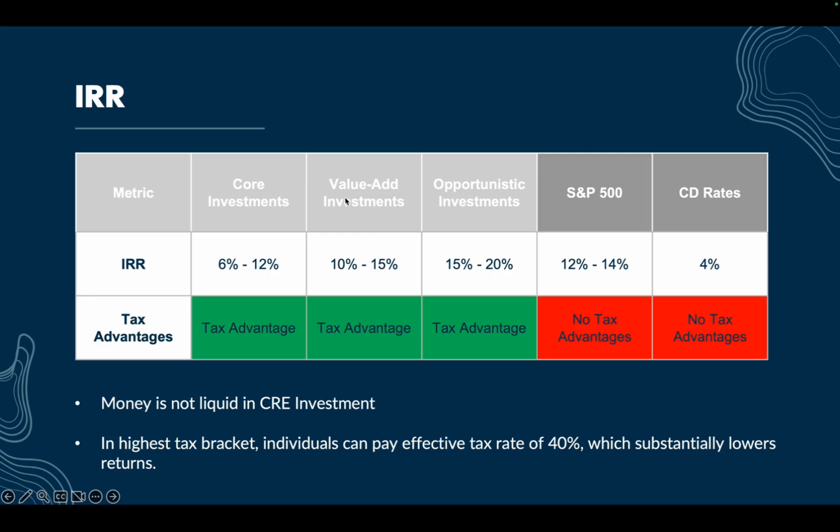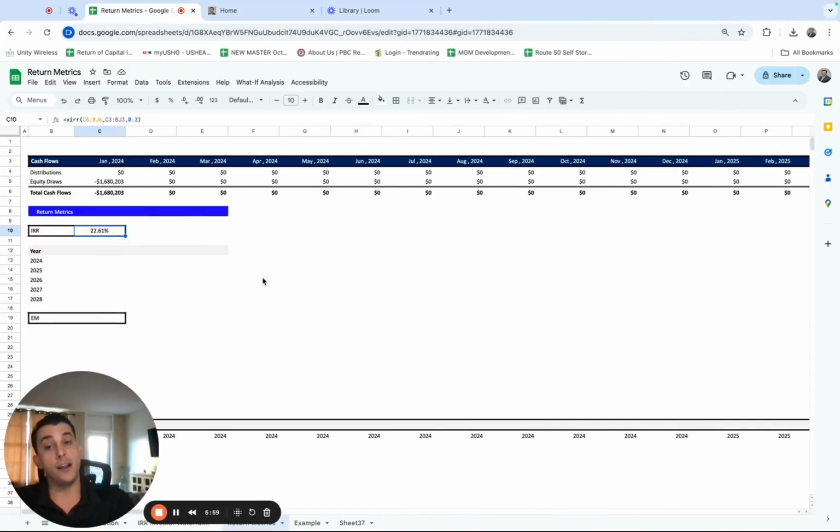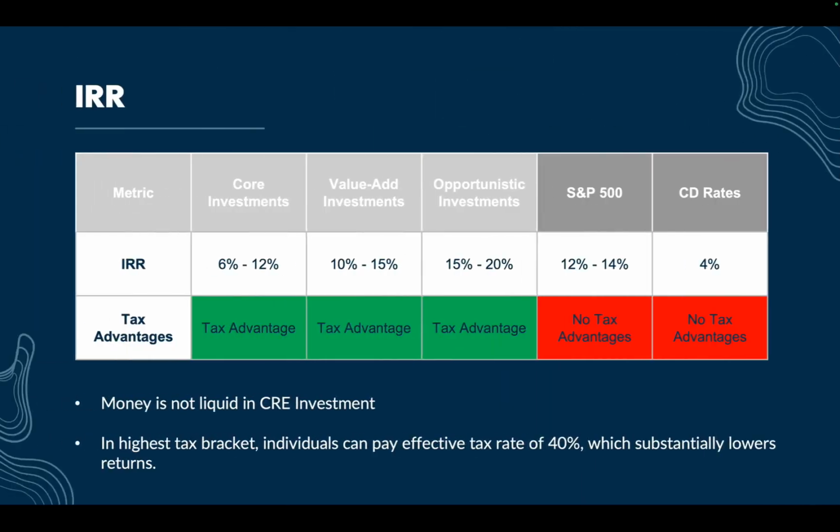Then you have value add investments right here. These are where you buy a property and you might raise rents. So there's some risk in that, and you get a little more reward. That's 10 to 15% IRR. And last but not least, you have opportunistic investments. You buy the real estate and do a lot of CapEx, you want to expand, it takes a lot of time. There's a lot of risk, but you get a lot more reward. In this case, you're going to see a 15 to 20% IRR. So when I go back to this deal and you see a 22% IRR, that's a very good deal. That's what I was expecting because this is more of an opportunistic investment.